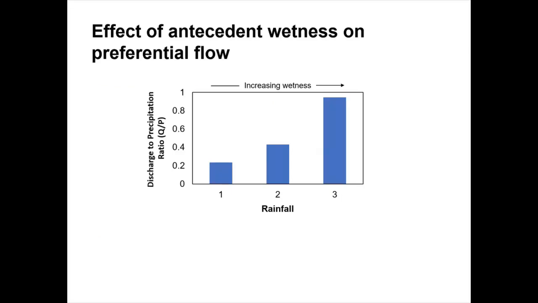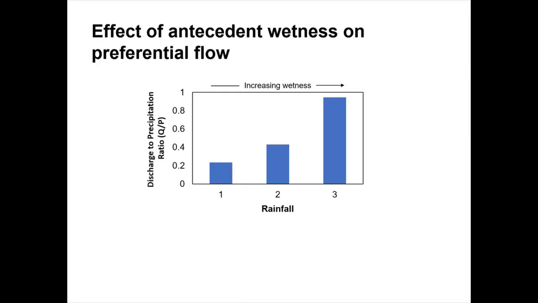So I'm presenting this a little bit differently than before. Here on the bottom is our 3 rainfall events, and on the y-axis is our discharged precipitation ratio. That's essentially saying how much of the rainfall was translated into flow out to the tile. So, for example, in rainfall 1, approximately 20% of the rainfall we applied, we captured as tile flow, versus the 3rd rainfall event was about 90%, I think, of precipitation we added, we measured as tile flow.